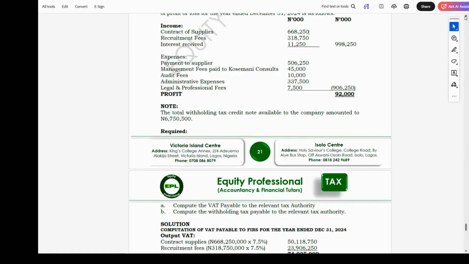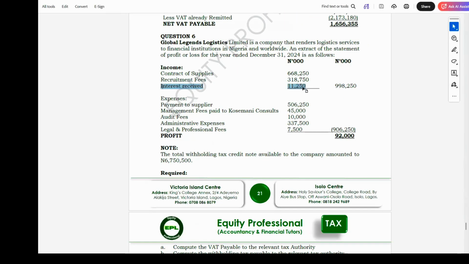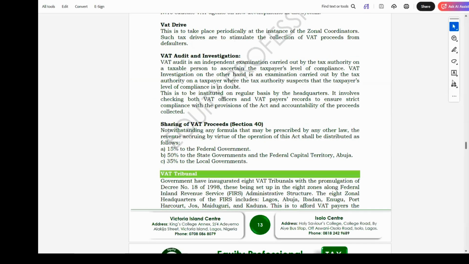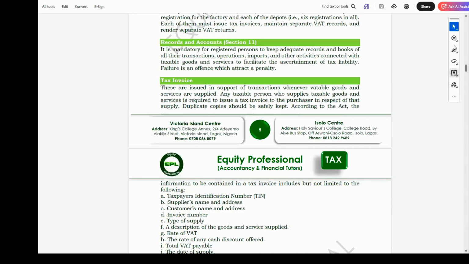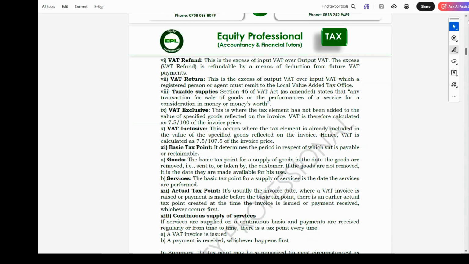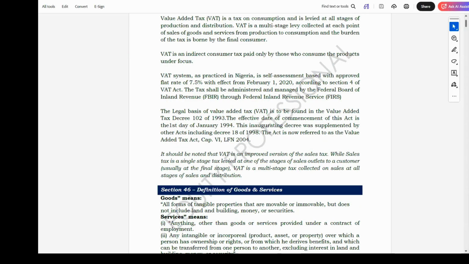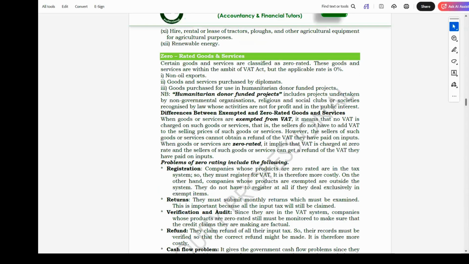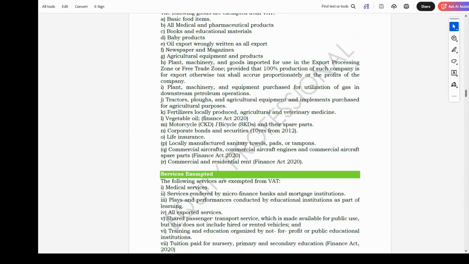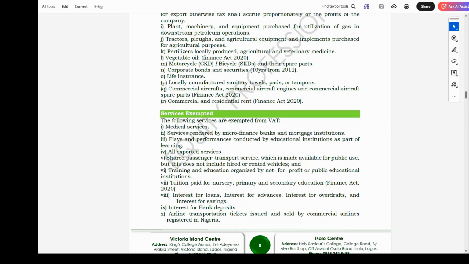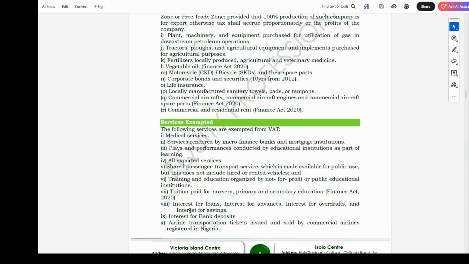The next one we have is interest received. Interest received is not subject to VAT. I want to point out something here: when we did exempted goods and services, part of the items that are exempted is interest. Interest on bank deposits, any form of interest, is not liable to value added tax. What it will be liable to is withholding tax.